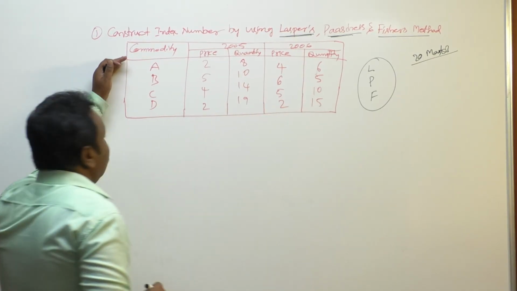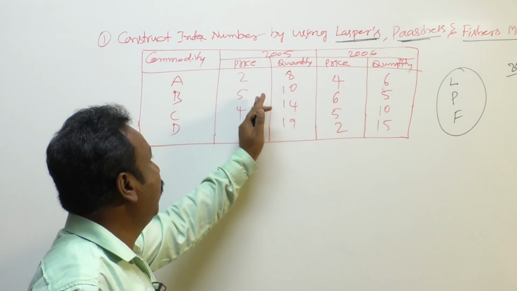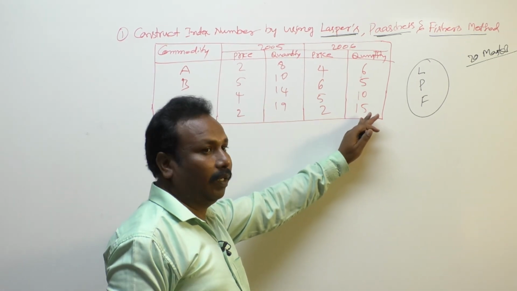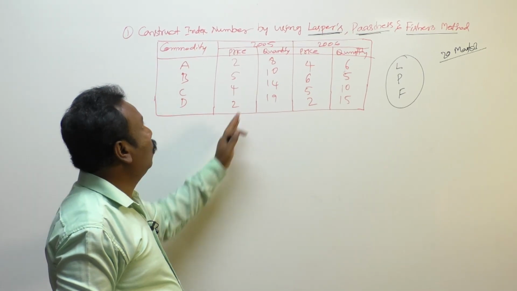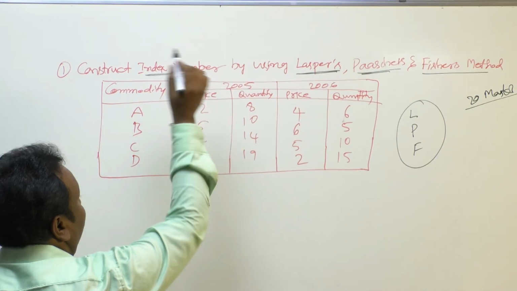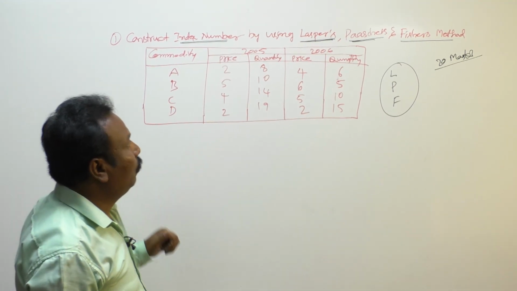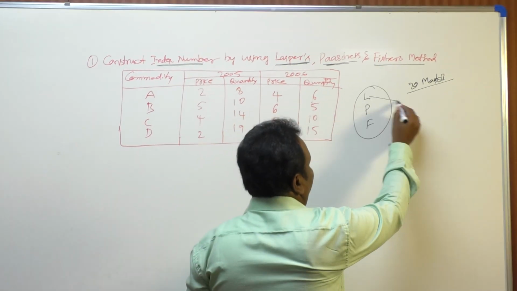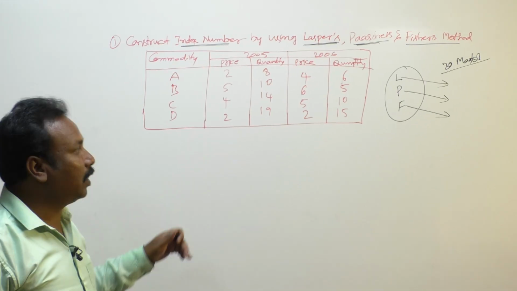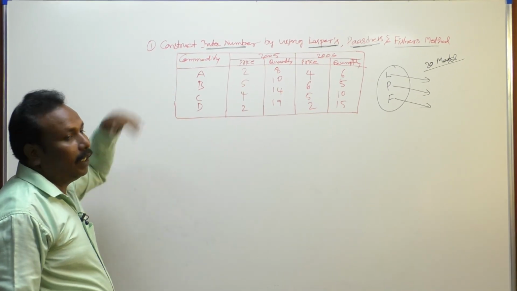What data is given? For each commodity, the 2005 price and quantity are given, and the 2006 price and quantity are given. According to this data, construct the index number under three methods. We discussed the formulas for Laspeyres' method, Paasche's method and Fisher's index method in the previous class. According to that, you have to construct the index number.